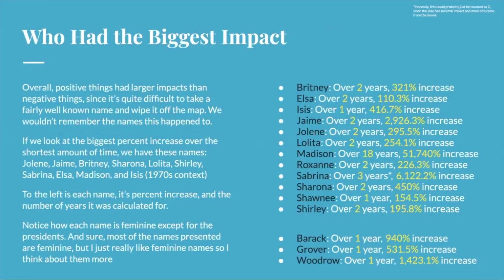In conclusion, who had the biggest impact? Overall, positive things had larger impacts than negative things, since it is quite difficult to take a fairly well-known name and just completely wipe it off the map. We wouldn't really remember the names that this happened to.